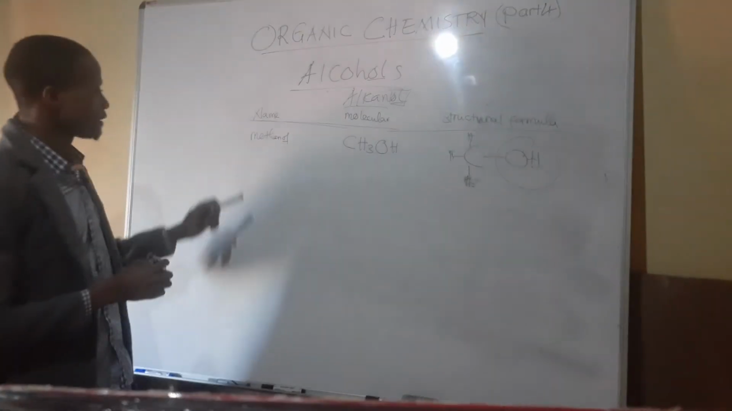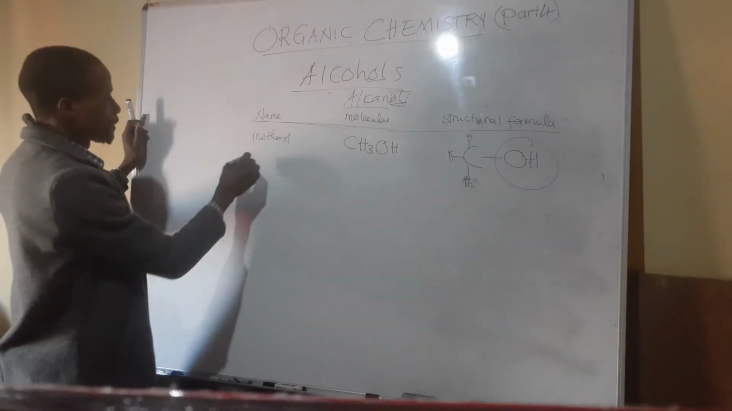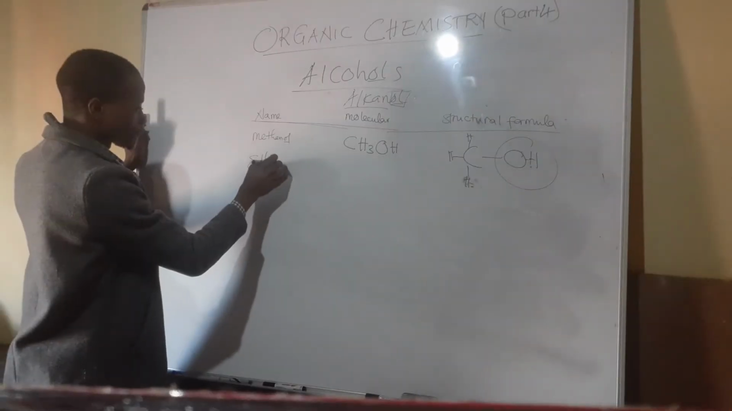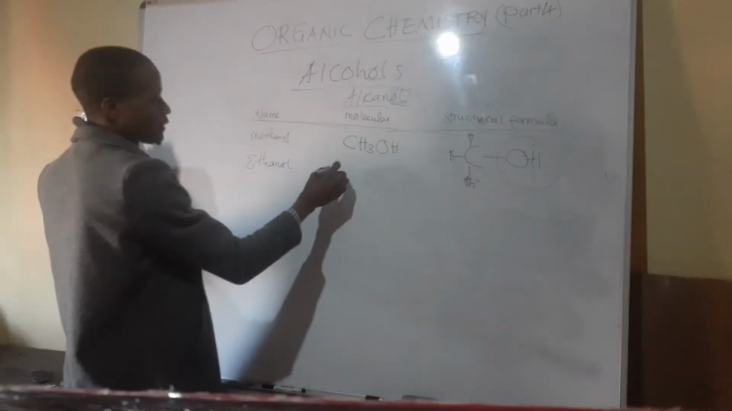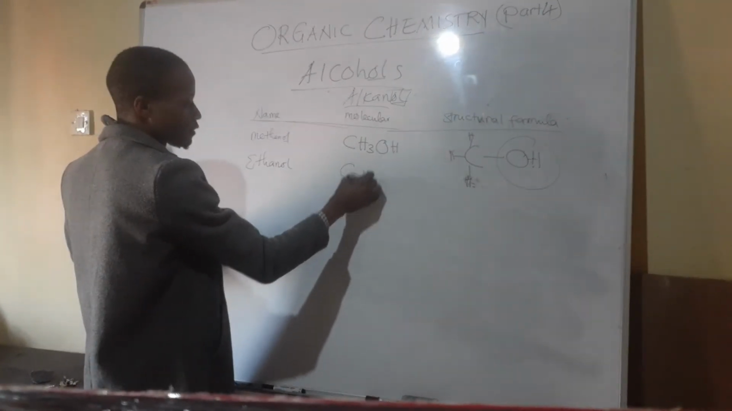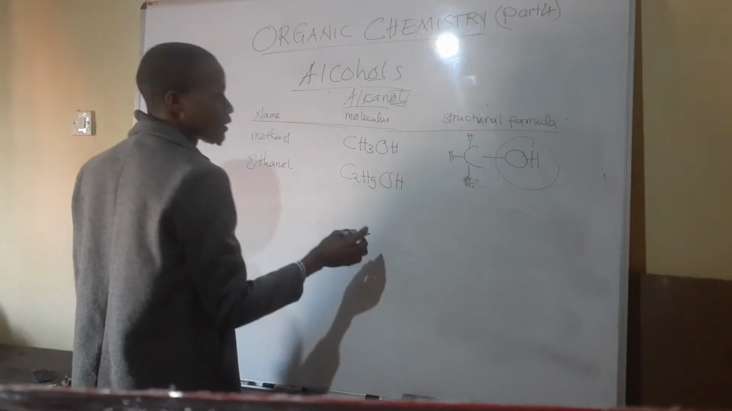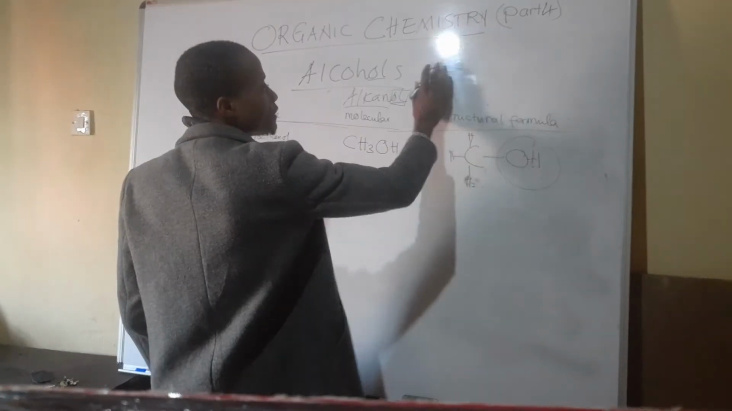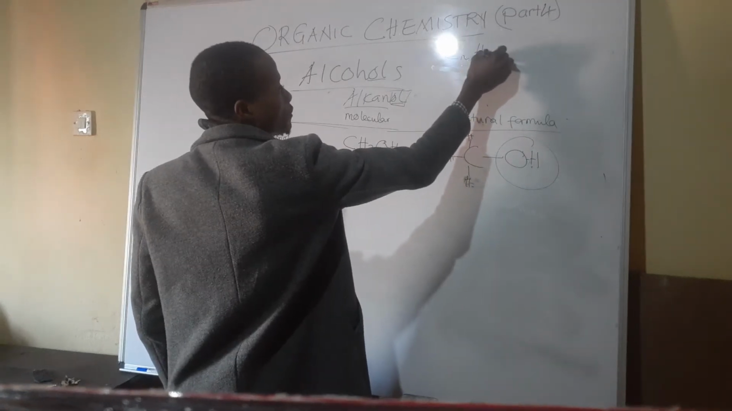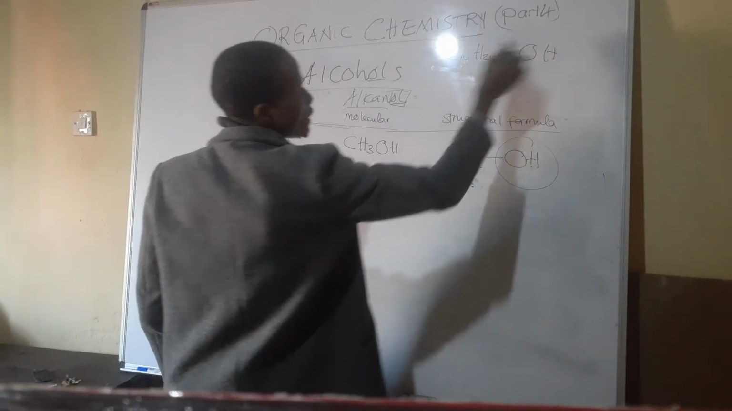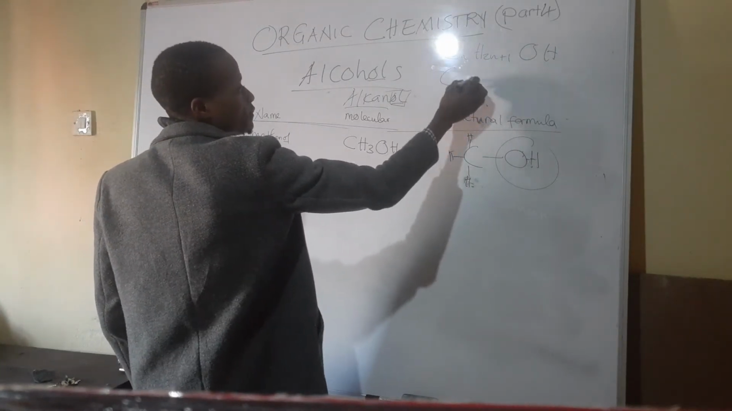So the second alcohol is called ethanol. The molecular formula for ethanol is C2H5OH. If you are not sure, use the general formula CnH2n+1OH. Where there is n, you'll be putting the 2, so you have C2H.